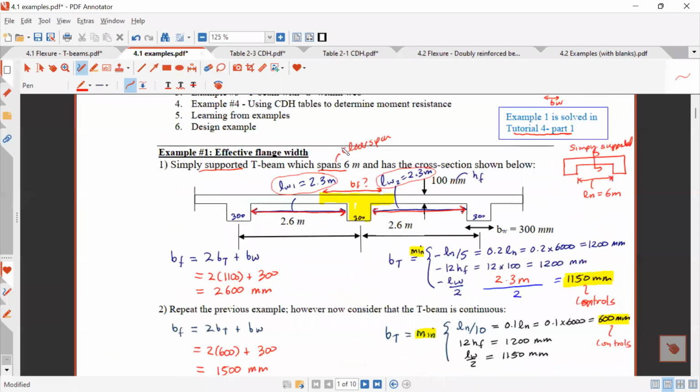Maybe here, just for the benefit of everybody, how did I get this? lw is 2.6, which is the center to center between these things, minus 0.3 over 2 minus 0.3 over 2. That's how I got the 2.3 meters. Okay, so that's this one.